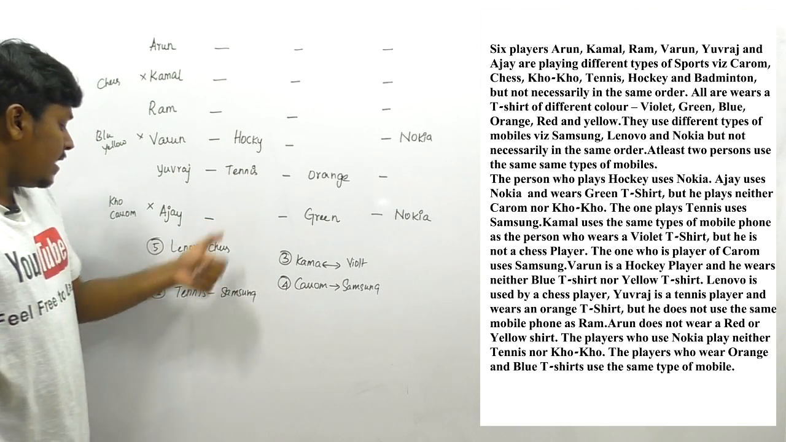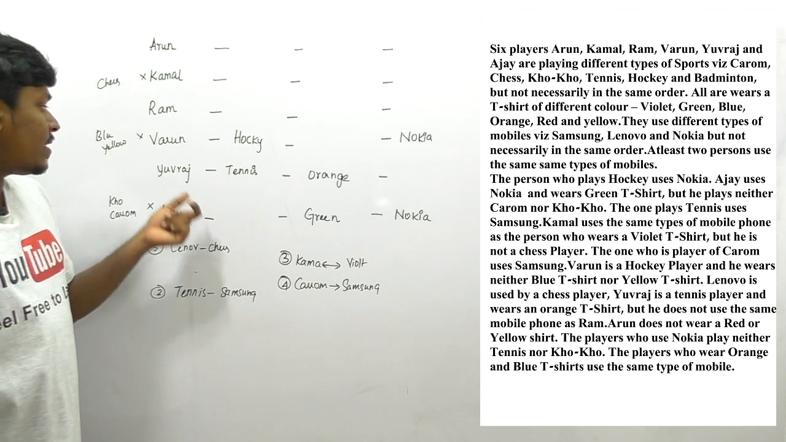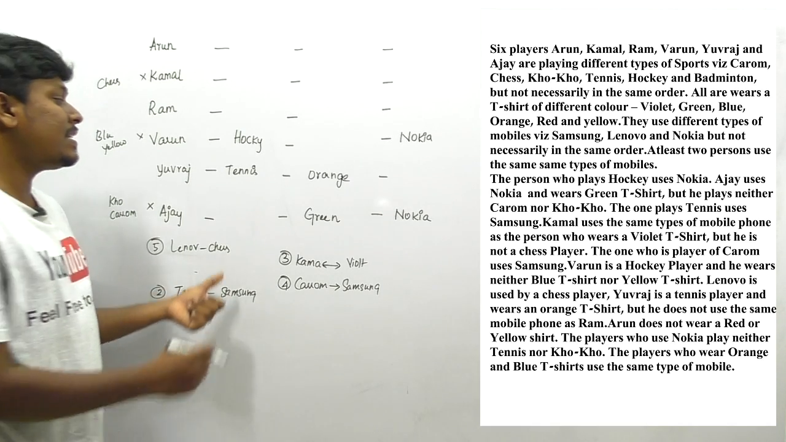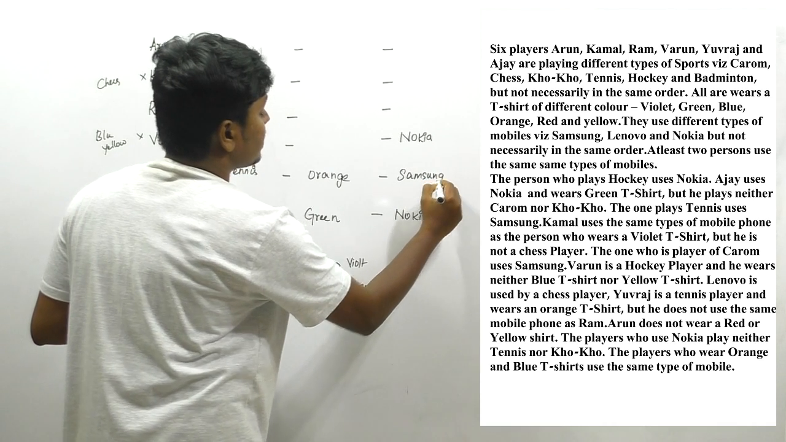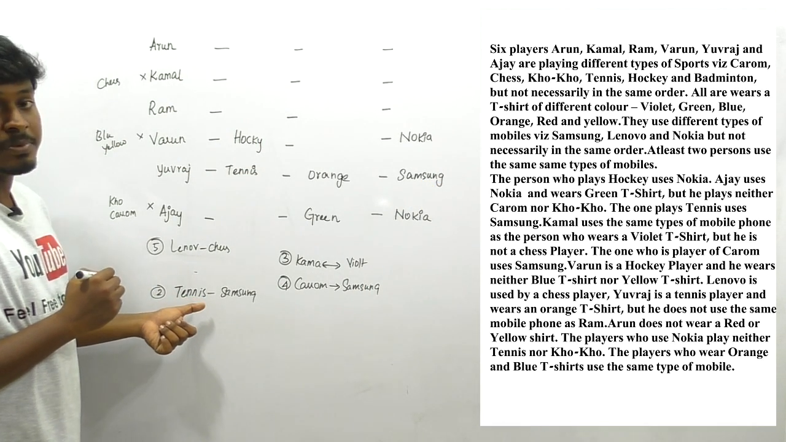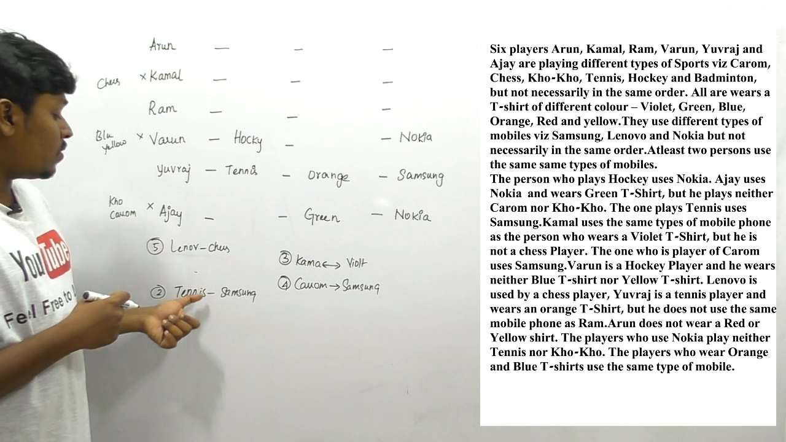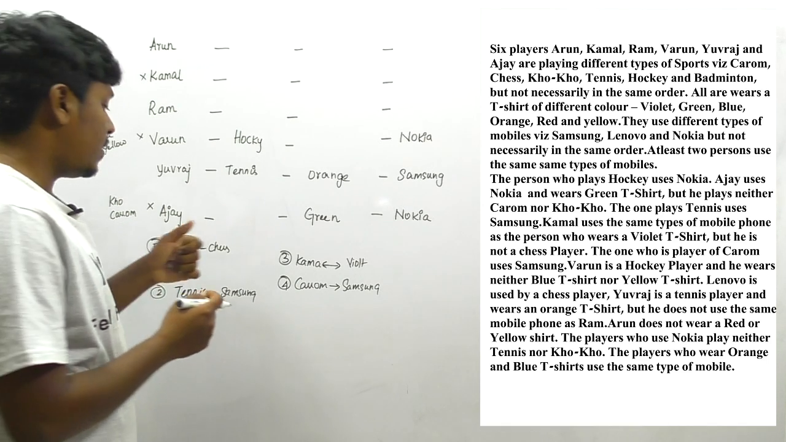Friends, listen carefully. We have a second clue that the person who is playing tennis uses Samsung, right? So I can say that Yuvraj is playing tennis, so definitely this person should use Samsung, right? The person Yuvraj should use Samsung. Definitely he must use it. Why? Because in condition number 2 they have clearly said that the person who plays tennis is using a Samsung mobile. I can say that Yuvraj is using a Samsung mobile.